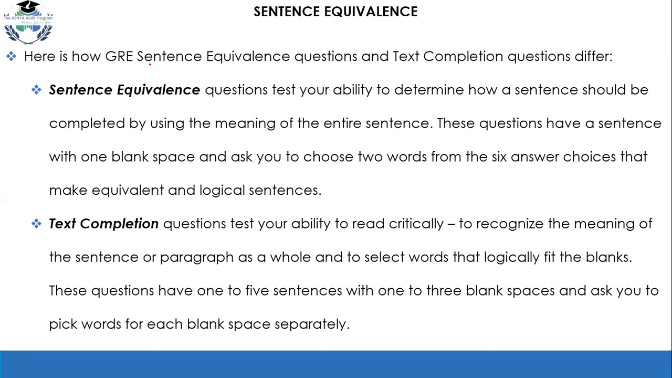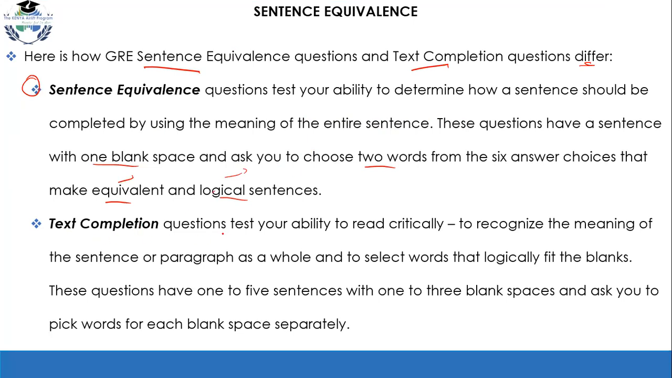So how do sentence equivalence and text completion questions differ? For sentence equivalence, these questions test your ability to determine how a sentence should be completed by using the meaning of the entire sentence. So this sentence is basically what's going to give you an idea of the answer it wants. The sentence is only one sentence, and when you read that sentence, you will be expecting what word to fill in there. These questions have a sentence with one blank space and ask you to choose two words from the 6 that make equivalent or logical sentences. So these words could be synonyms, or both of the words could make the same sense for that question.